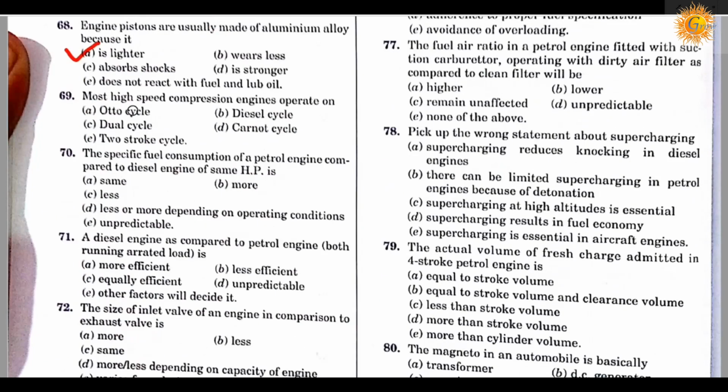Question number 69. Most high-speed compression engines operate on: option A, Otto cycle; option B, diesel cycle; option C, dual cycle; option D, Carnot cycle; option E, two-stroke cycles. Correct answer is C, the dual cycle. Sorry, it's question number 69. Yes, that is the correct answer because it's a dual cycle.